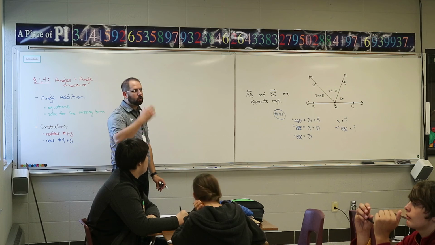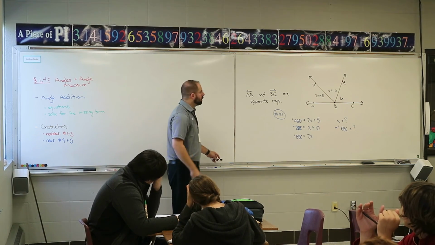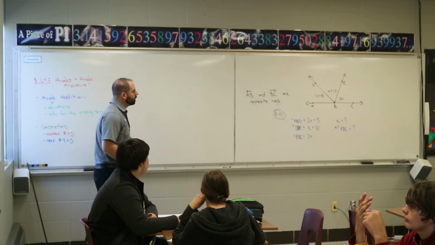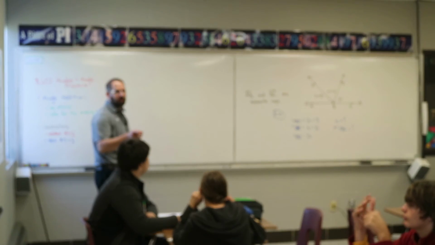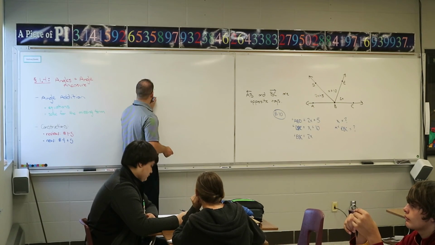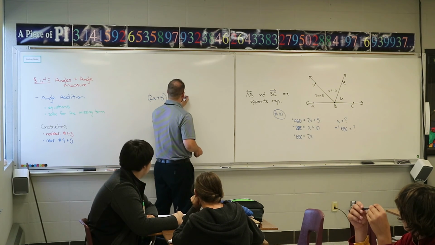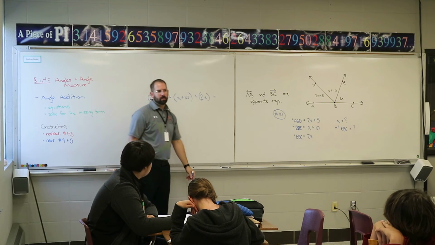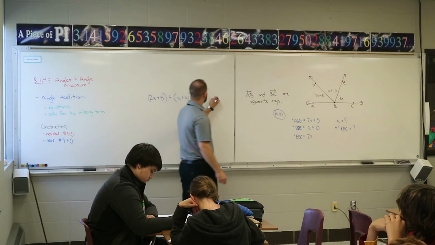So can somebody help me set up an equation that I can do here? There is an actual equation to these. What's the equation I can set up? What do you think? Would you put them all in parentheses and add them? Okay, I agree. Add them all up. You can put them in parentheses. You're going to add these all up: 2x plus 5, plus x plus 10, plus 2x. And what does that equal when you add them all up? What do you get when you add all three angles? 180. That's your equation.